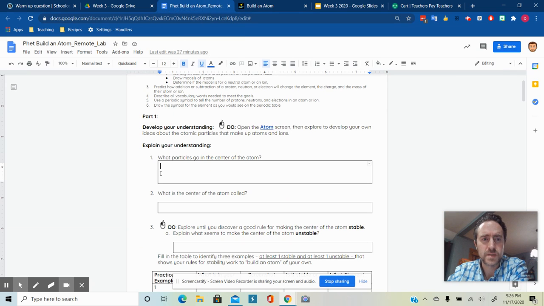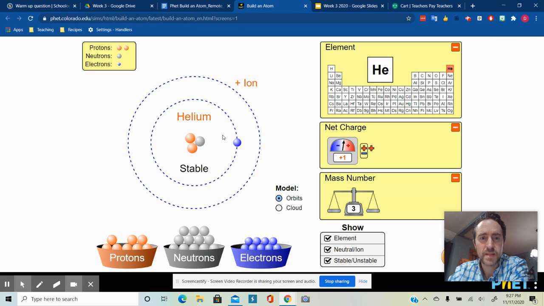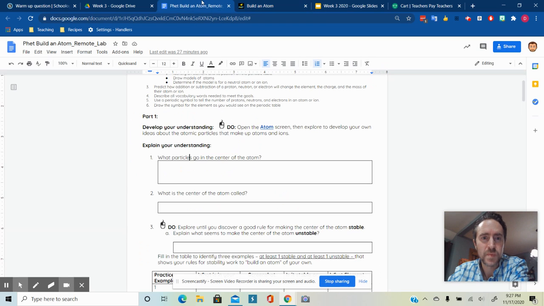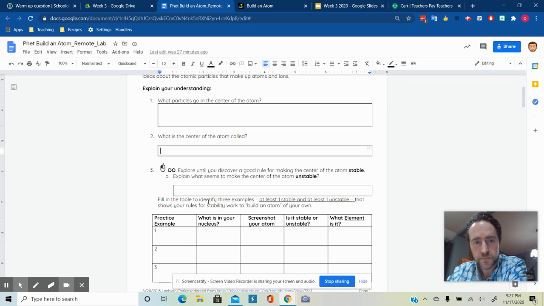So let's go back and see here. Question 1: what particles go in the center of the atom? We can answer that. You can see that we put these two in the center of our atom. Question 2: what is the center of the atom called? You should be able to figure this out, but it's called its nucleus. So it's the center.